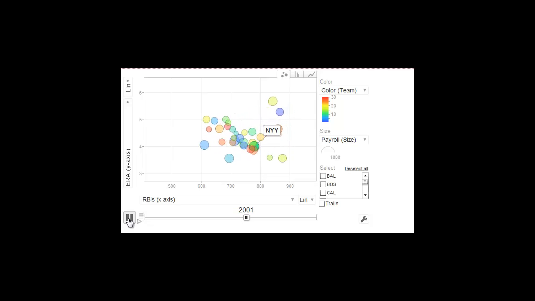Now, things get interesting as we move to the 2000s. The Oakland Athletics reached the playoffs in 4 consecutive years from 2000 through 2003, despite their small payrolls. We can see this effect in 2001 as Oakland has the smallest bubble with teams with over 800 RBIs and the second lowest ERA. The Yankees were back in the World Series in 2001, but were defeated by the Arizona Diamondbacks, a team with a similar profile to the Yankees that year in terms of all 3 statistics.